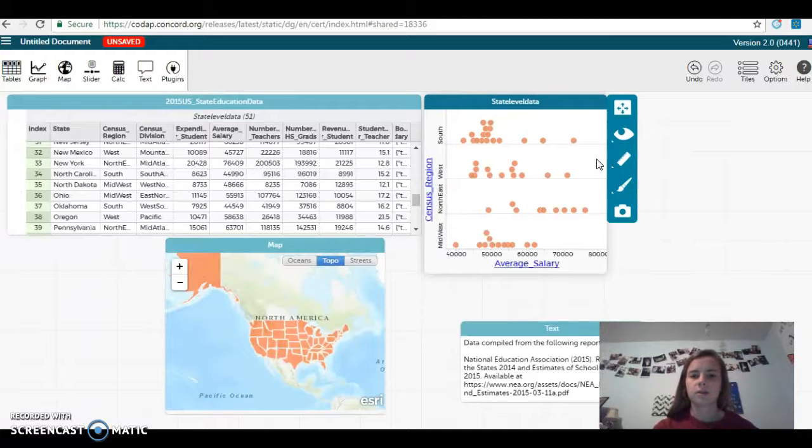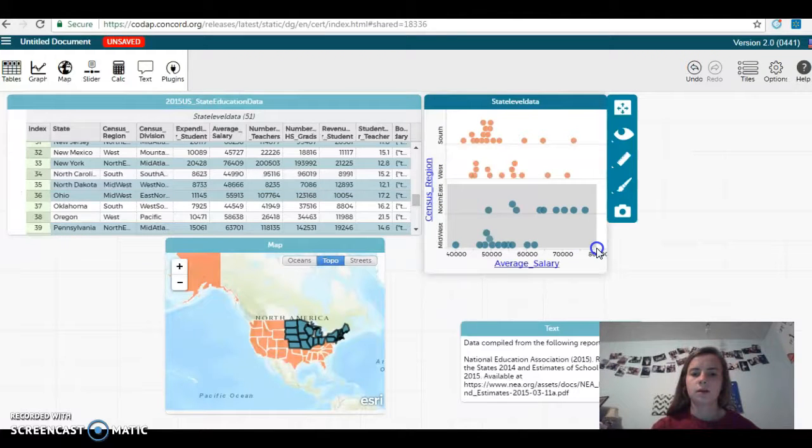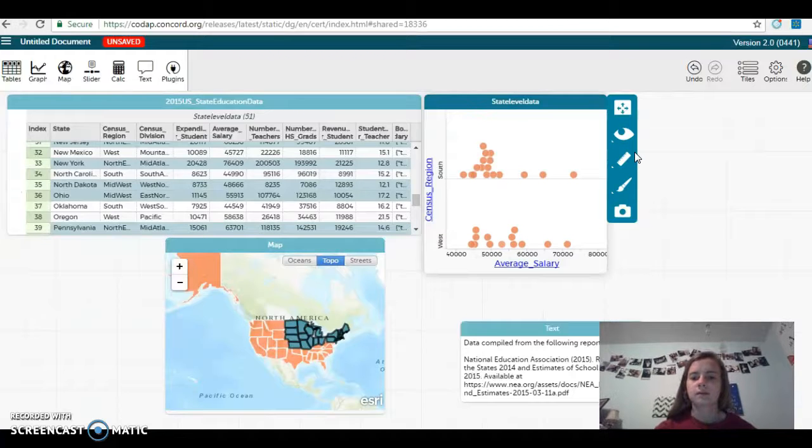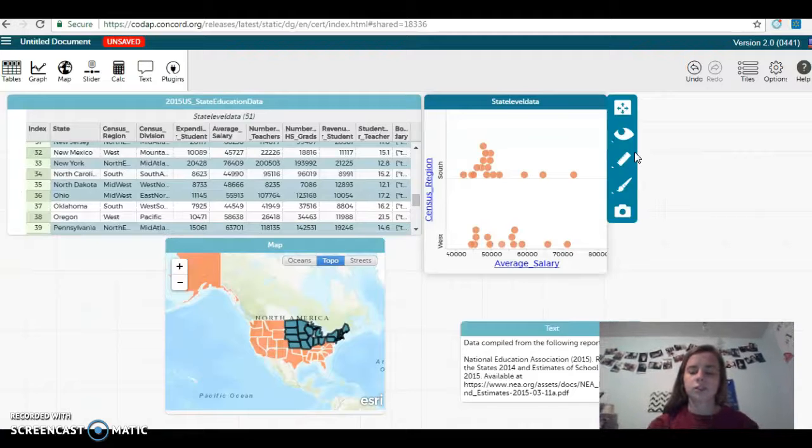Since we only want to compare the data in the West and South, we're going to highlight the data in the Northeast and Midwest, click the eye icon, and select Hide Selected Cases. This makes the Midwest and Northeast data disappear, leaving only the data that is relevant to our investigation, which is the West and the South.